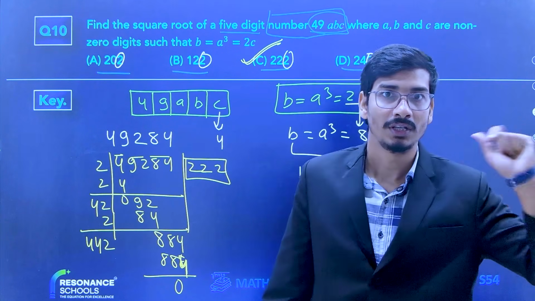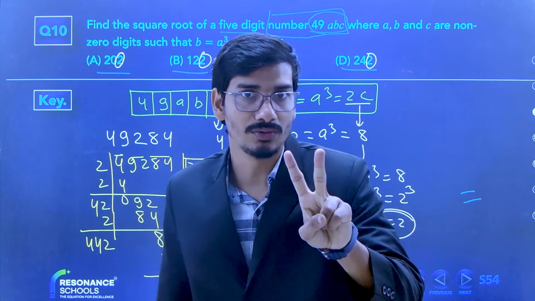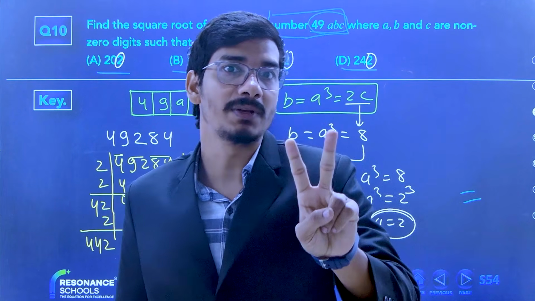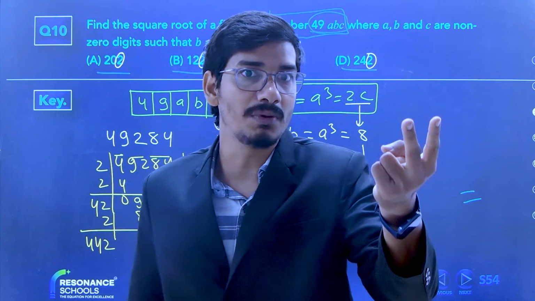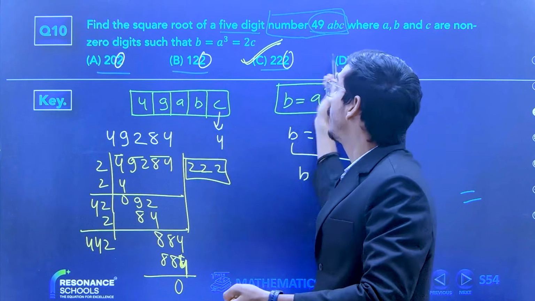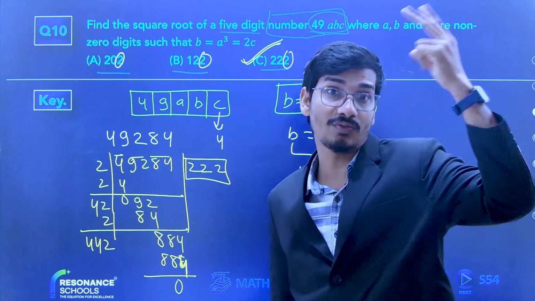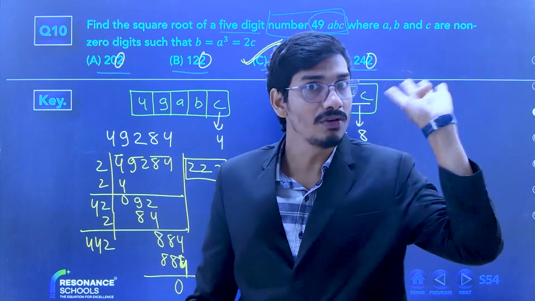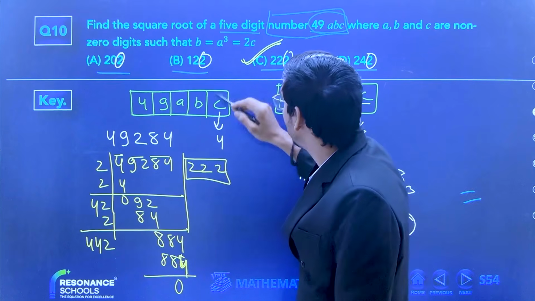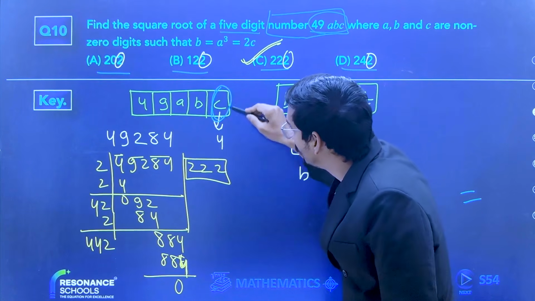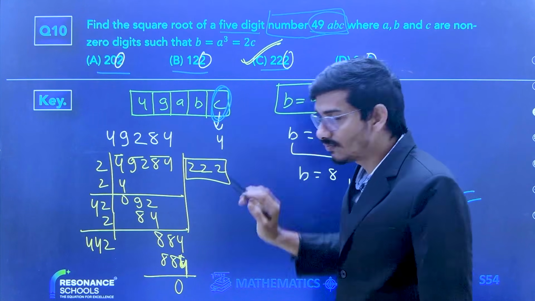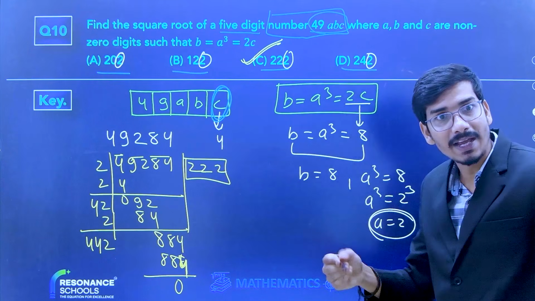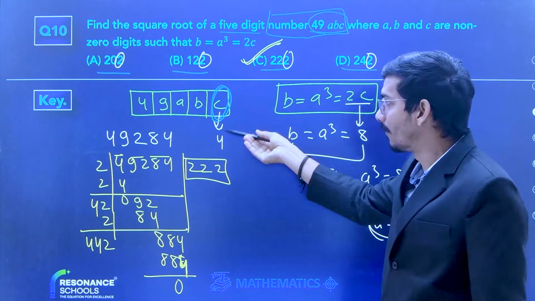According to the options, in all the options the unit place is 2. So when you square any of the options, the unit place of the square is 4. Means C equals 4. So from that concept, we get C equals 4.